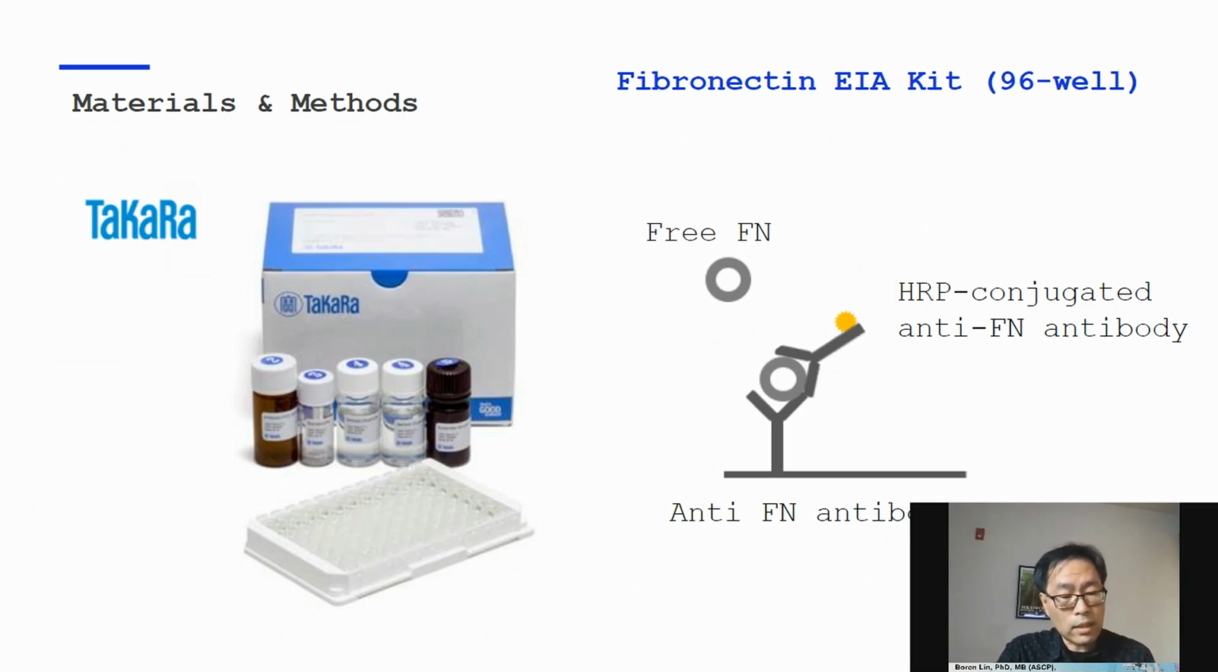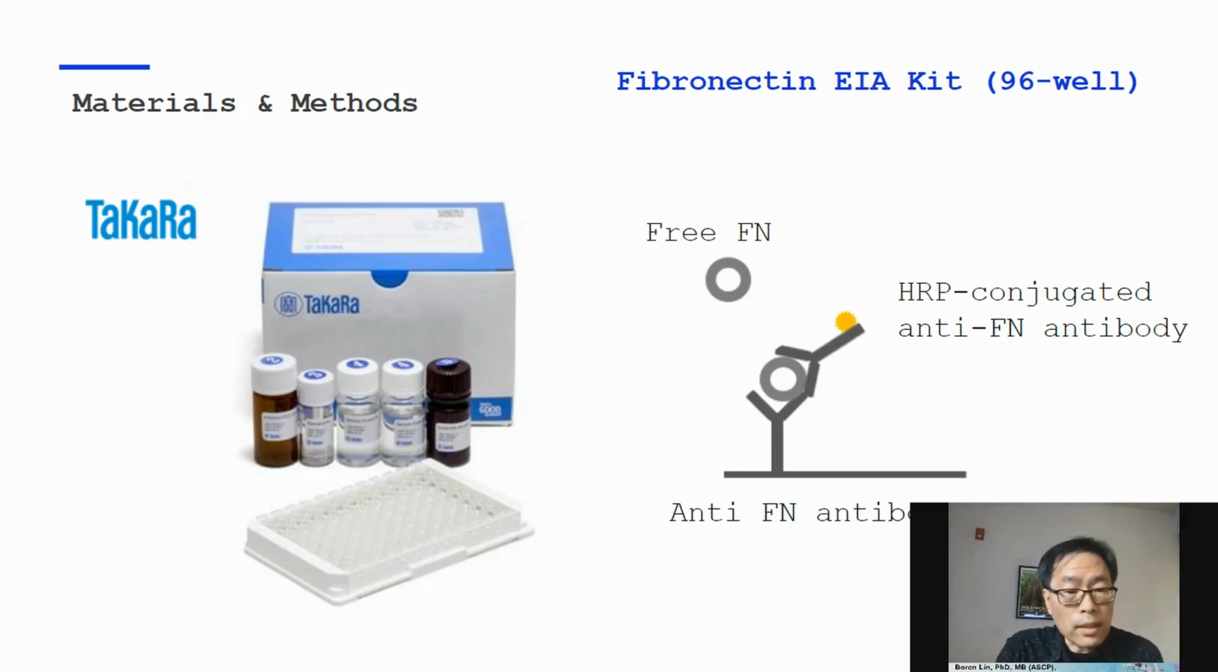The first ELISA we tested was Takara's fibronectin EIA kit. It was a sandwich ELISA using two fibronectin antibodies. One is coated on the well strips provided in the kit. These well strips can be assembled on a frame to a 96-well plate. The second antibody, labeled with horseradish peroxidase, is prepared in solution.